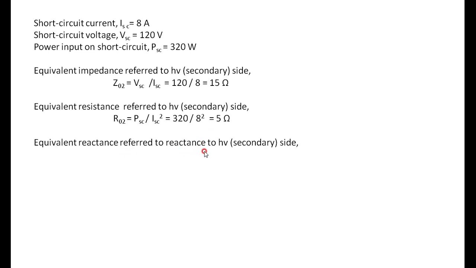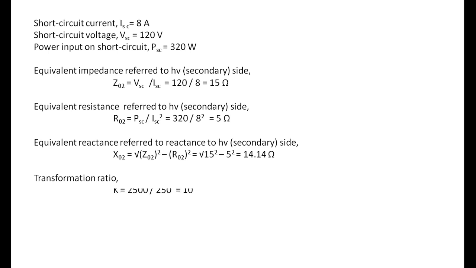The equivalent reactance referred to the HV side, the secondary side. RO2 is known, ZO2 is known. You can calculate XO2, and that is equal to the square root of ZO2 square minus RO2 square. Therefore, what I am getting is 14.14 ohm as the reactance referred to the secondary side. The transformation ratio of the transformer is 2500 divided by 250, that is 10.